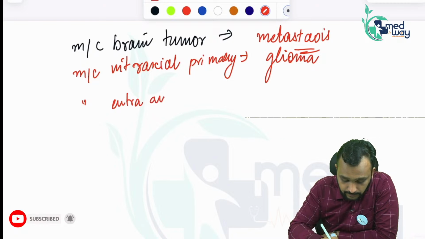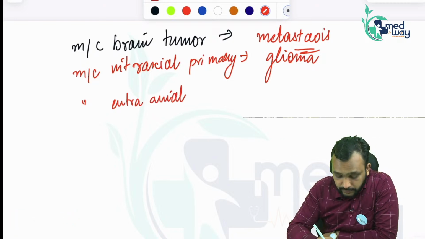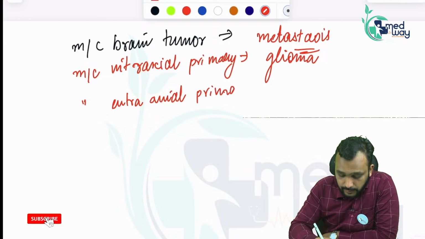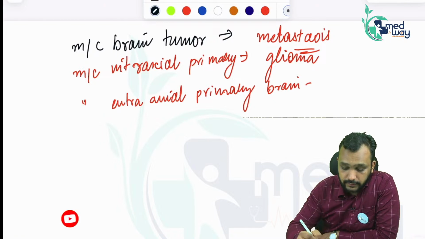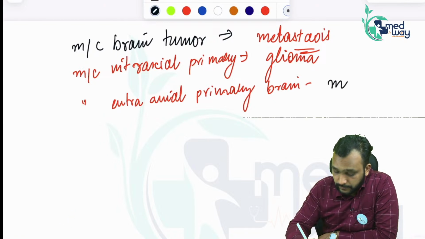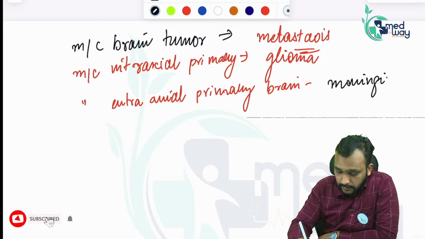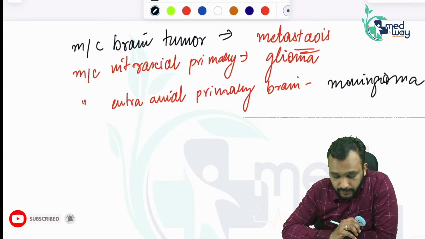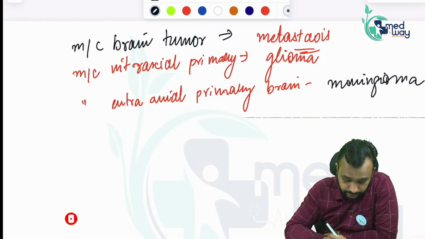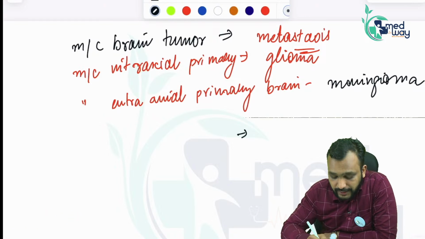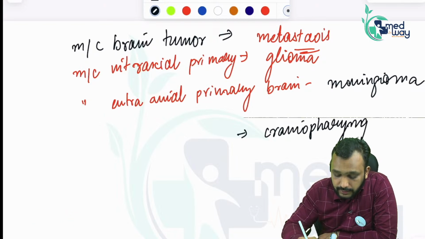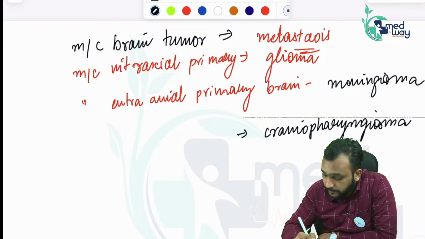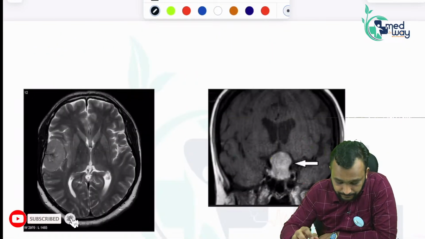extra-axial primary brain tumor is your meningioma, right? Most common brain tumor to show calcification is your craniopharyngioma. So these are a few most common ones that you guys need to remember, right?